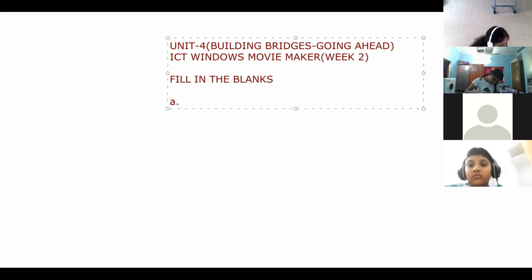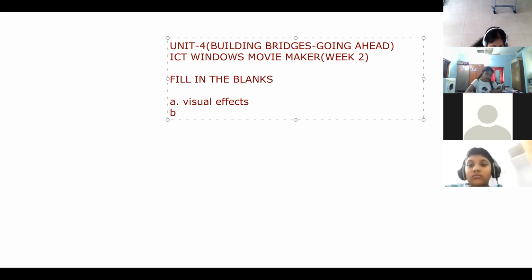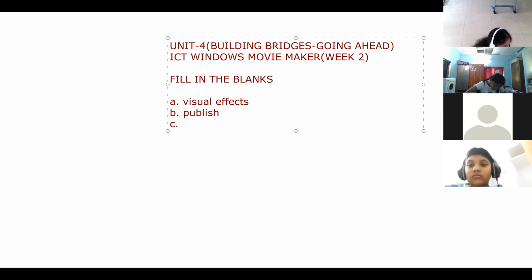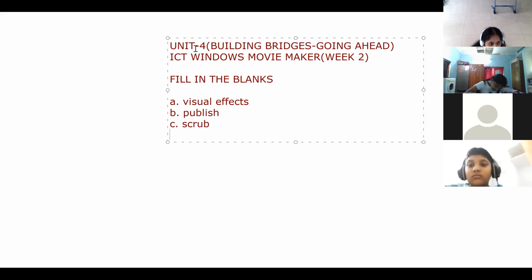What is that? Using this, you can blur the image, make the image black and white, and apply different filters and tone. That is visual effects. You can save your movie to SkyDrive, publish. The slider can be dragged forward or backward to view the video. It is scrub. The small arrow in between the play and pause button is called scrub. Credits adds text at the end of the video. Like at the end we will say the movie ends. So that is nothing but credits.